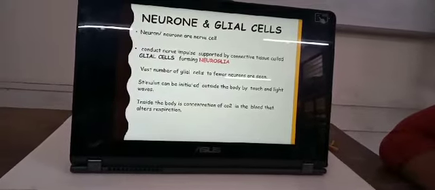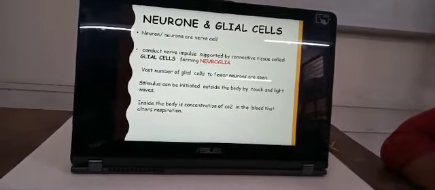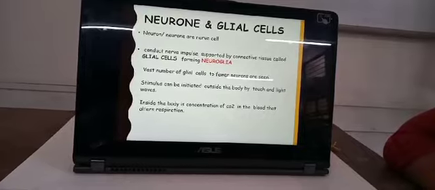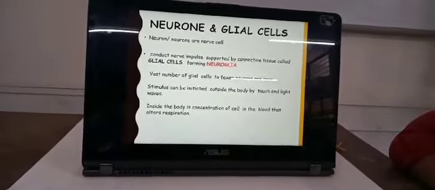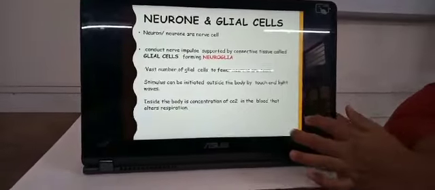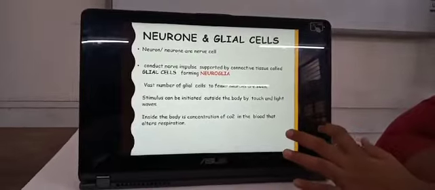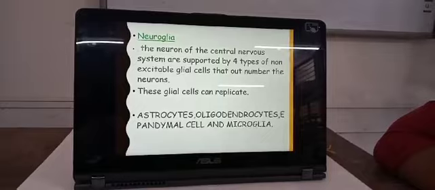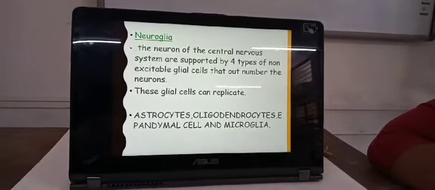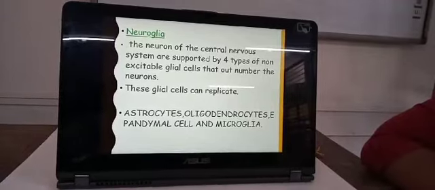Stimulus can be initiated outside the body by touch and light waves. The stimulus inside the body is usually due to the concentrations of carbon dioxide in the blood that helps in respiration, or all the other change in the concentrations that take place in the blood. Next we are going to neuroglia. What is neuroglia? Neurons surrounded by connective tissue which is called as glial tissues together is called neuroglia.